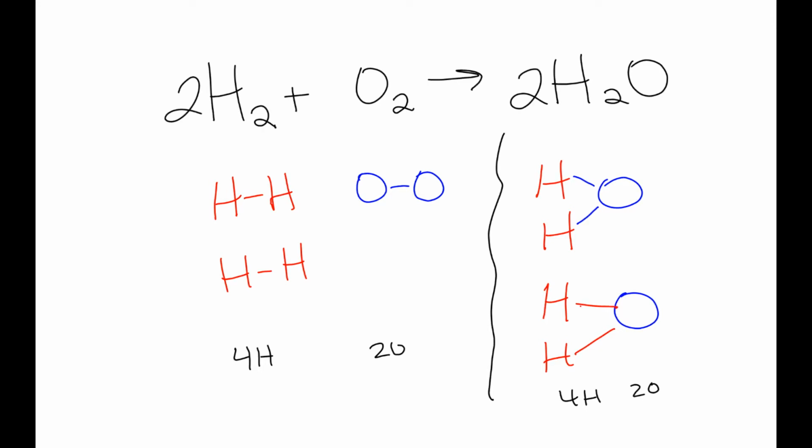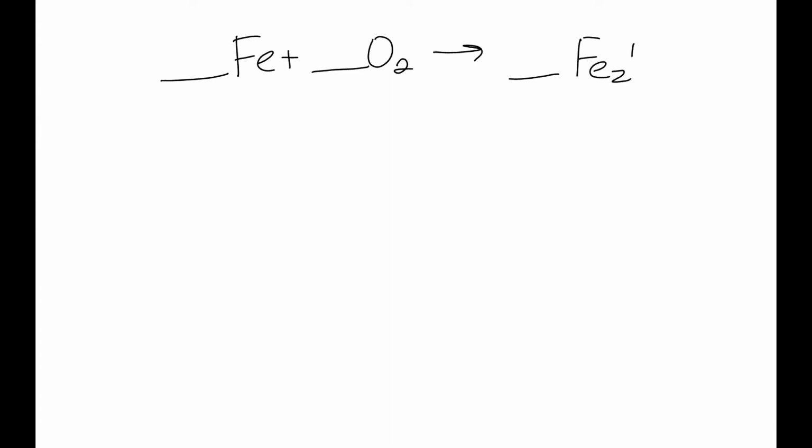Now, drawing pictures really does help, but I'm going to teach you guys how to multiply and divide so that you can count using just the numbers without using the pictures. Okay, so let's try another one. We've got Fe plus O2 yields Fe2O3. Now, with this one, we're going to try drawing pictures first, and then the next one we might try and do without the pictures, just to see if we can do it.